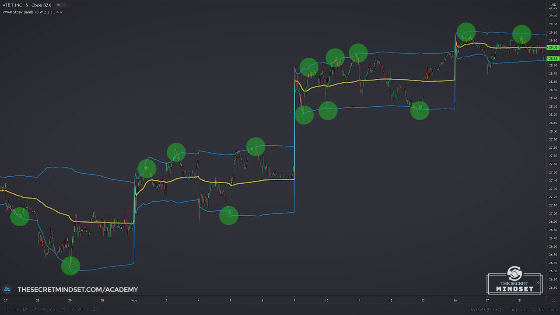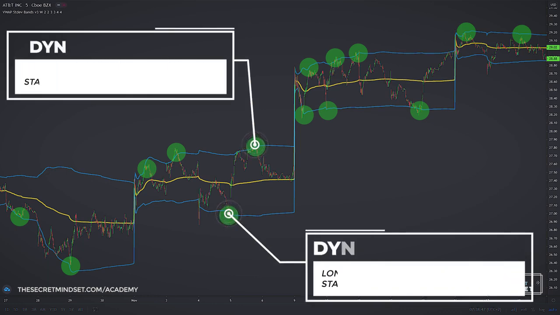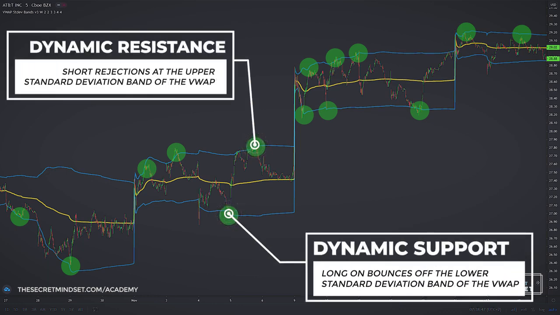Some traders will use VWAP along with standard deviation bands, similar to how Bollinger Bands might be used. In a mean reverting environment, when the price is extended from fair value, we often see a reversion to the mean. A trader might short rejections at the upper standard deviation band of the VWAP, or go long on bounces of the lower standard deviation band of the VWAP.